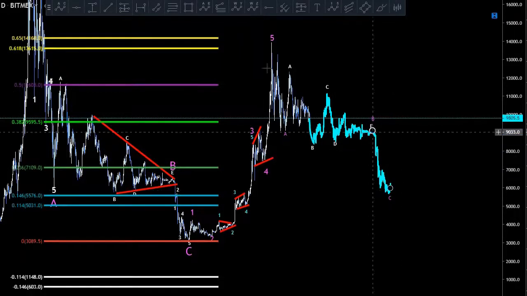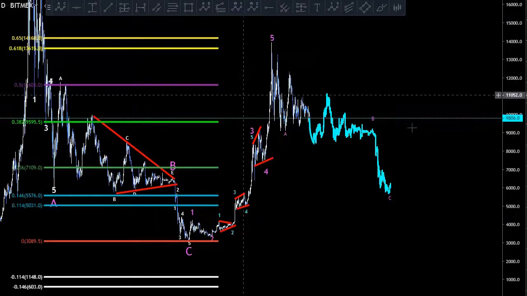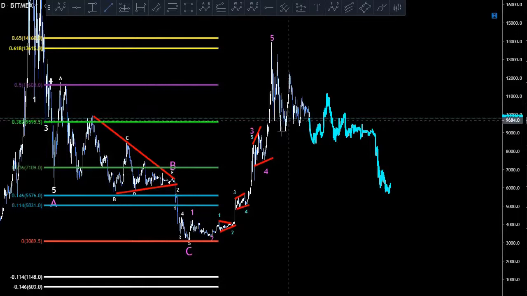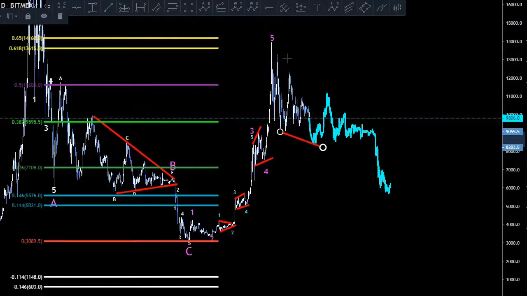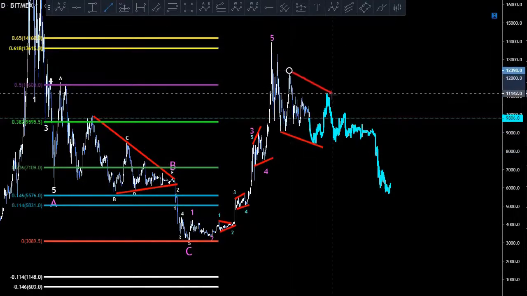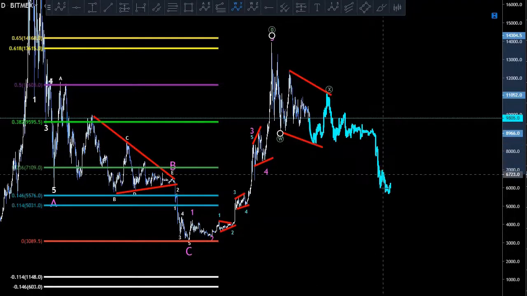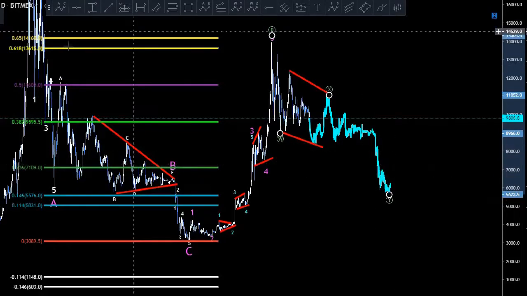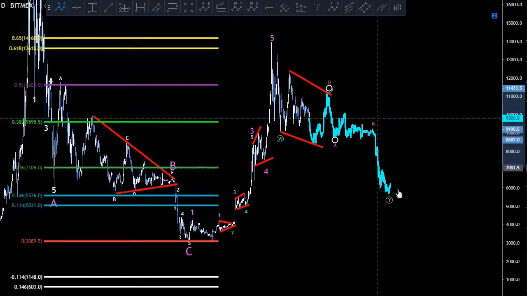The other count is this. I'm not gonna even move anything. I'm just gonna remove the lettering. So this right here, we just consider this a flat, and you can label it W, X, Y, or ABC, doesn't really matter. So W, X, and Y. If this is the count, I don't believe we get all the way down here. I think we just stop right here. It'd make the count look way better. And we have A, B, C.